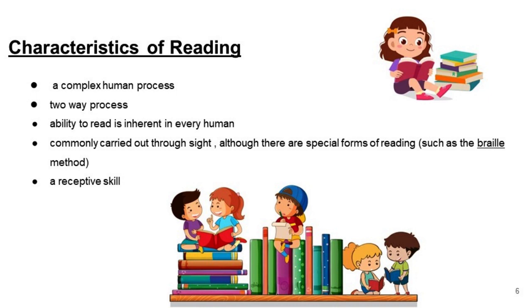Fourth, it is commonly carried out through sight. That is, it is a visual process. But for people who have visual disability, there is a method called the Braille method. And the last characteristic of reading is that it is a receptive skill. That is, whenever we read, we receive information. And whenever we receive this information, we say that it is a receptive skill.